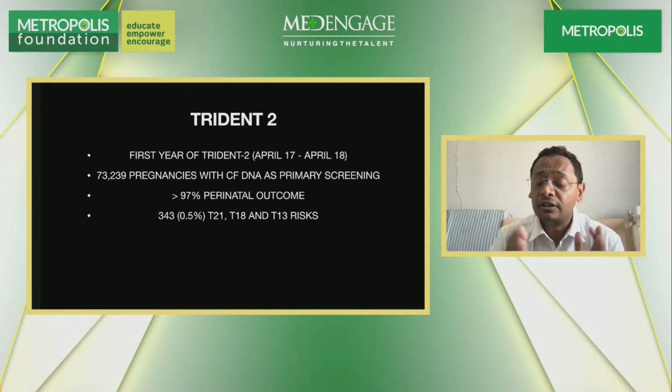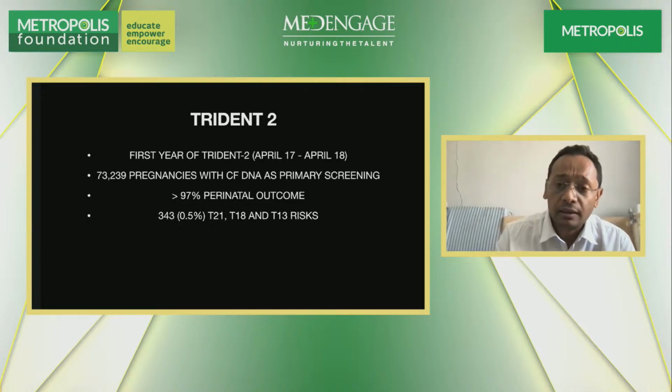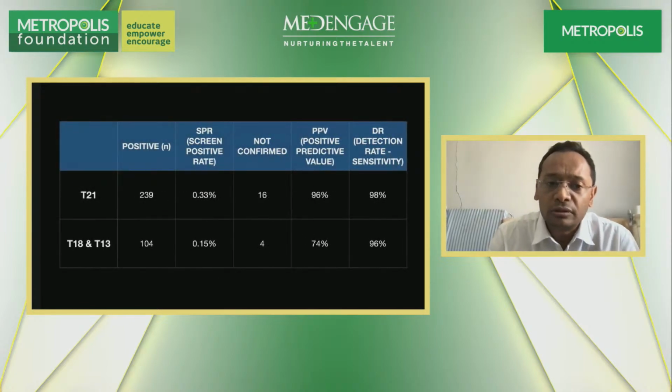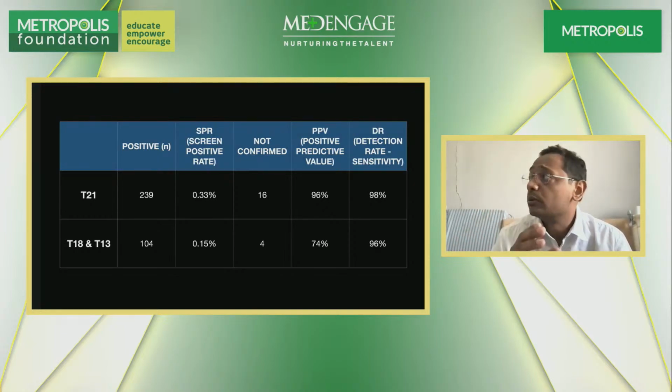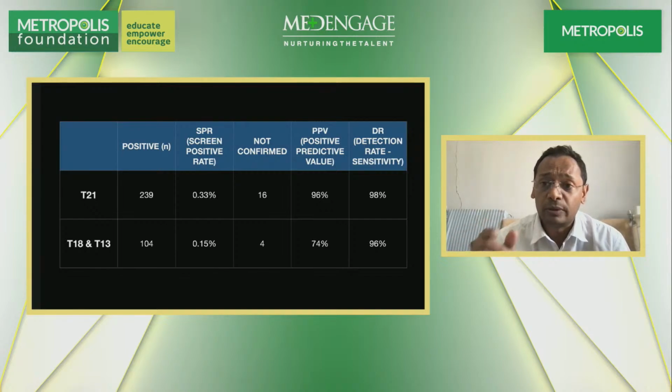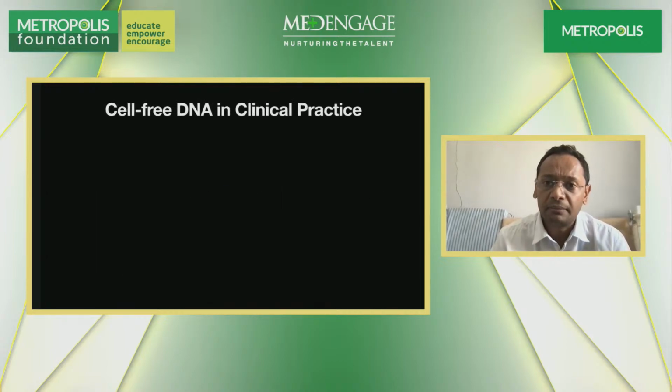Out of the 73,239 pregnancies that were tested, 343 were positive for either Down, Patau, or Edwards syndrome. All right, so here is the distribution. For Down syndrome, out of the 343, 239 were Down syndrome cases. And as you can see, the positive predictive value and the sensitivity are very high, along with those for Edwards and Patau syndrome. But then again, we do require invasive testing for proving the same.